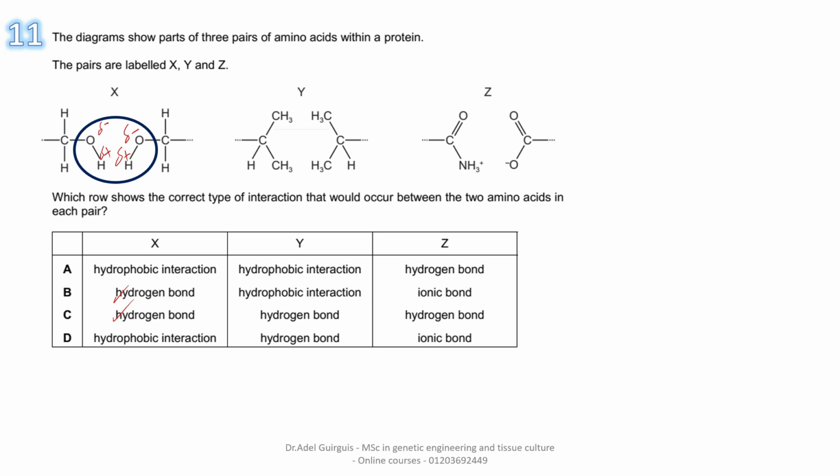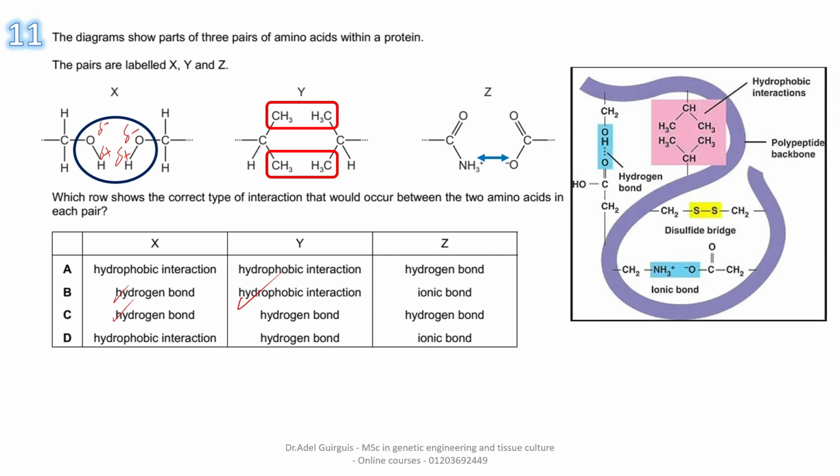What about Y? Hydrocarbon, CH3, methyl groups. These are hydrophobic groups where hydrophobic interaction between them takes place. What about the last, Z? Look at Z. Attraction forces between O that carries a complete negative charge as an ionic group, and NH3 as a positive ionic group. Attraction forces, this is an ionic bond.